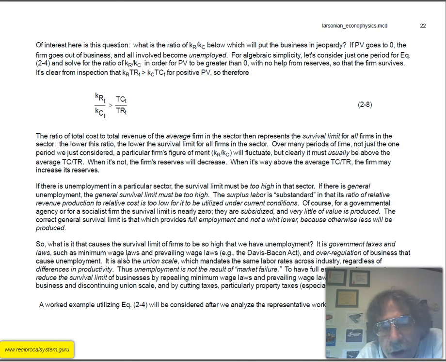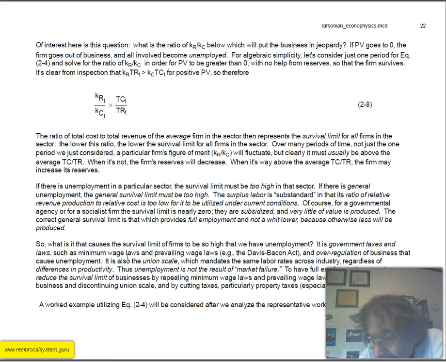The ratio of total cost to total revenue of the average firm in the sector then represents the survival limit for all firms in the sector. The lower this ratio, the lower the survival limit for all firms in the sector. Over many periods of time, not just the one period we just considered, a particular firm's figure of merit, that is K sub R divided by K sub C, will fluctuate, but clearly it must usually be above the average TC divided by TR, that's total cost to total revenue. When it's not, the firm's reserves will decrease.